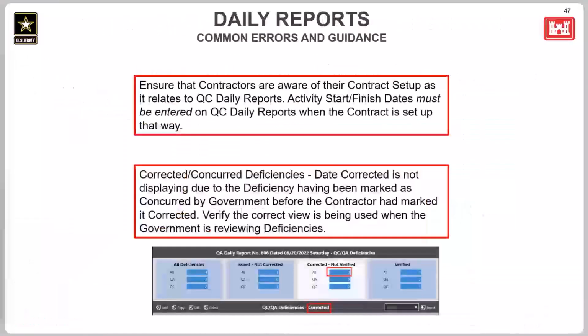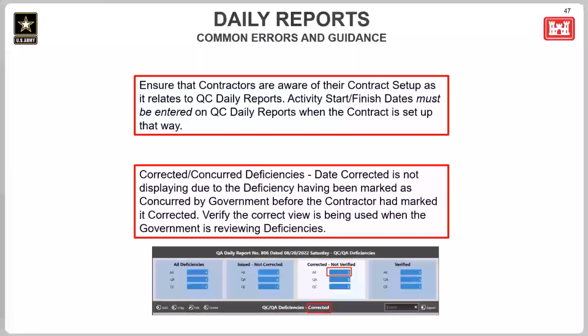Okay, and to wrap this section up, here are some common errors and guidance on daily reports. So one tip is to definitely ensure that contractors are aware of their contract setup as it relates to QC daily reports. If activity start and finish dates have to be entered on the QC daily reports, please make sure that the contractors are aware of that. Those must be entered on the QC daily reports when the contract is set up that way.